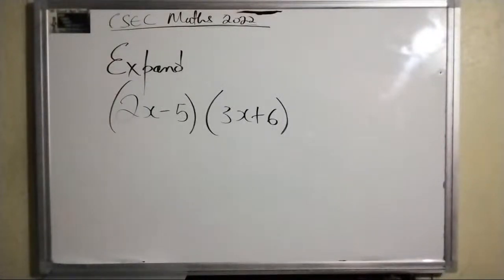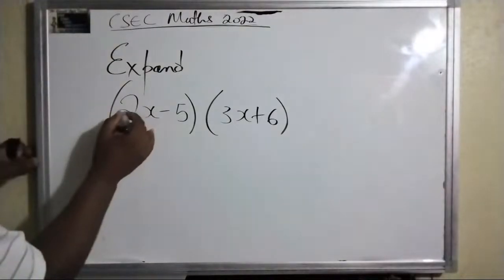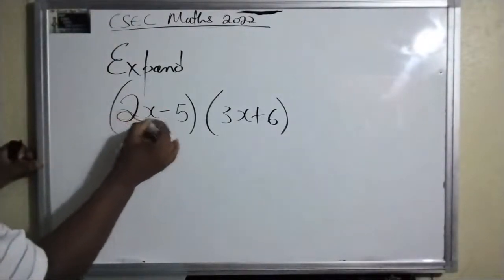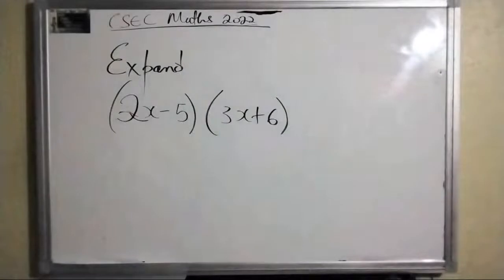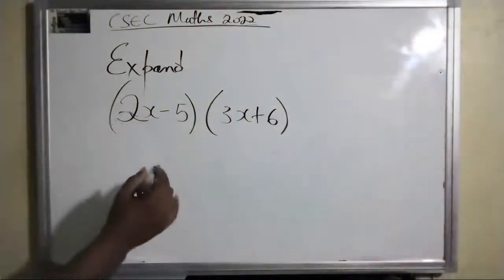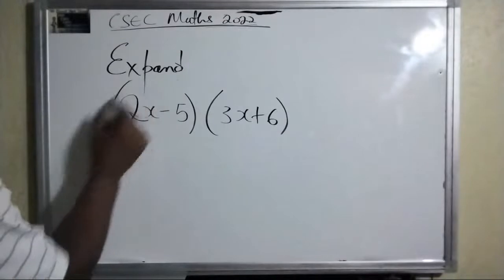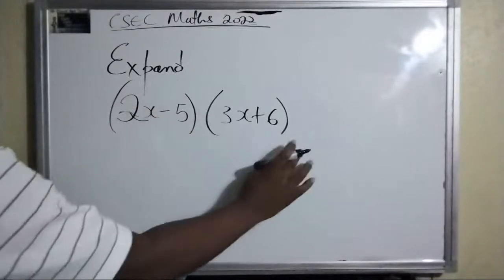Alright, so let's go. What this means is we are supposed to expand the bracket, right? The bracket means to multiply, but what it actually means is we're going to be using 2x multiplied by all of this.